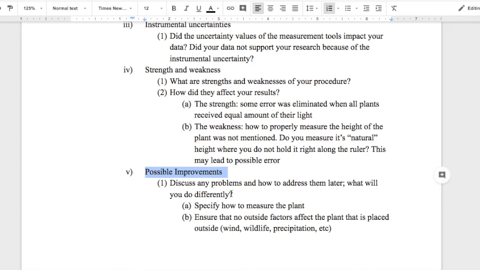So, for example, the possible improvements of this experiment could have been to better specify how to measure the plant, and since the control was placed outside for natural sunlight, maybe think of some way to ensure no outside factor, for example, wind, wildlife, or rain, affects your results.